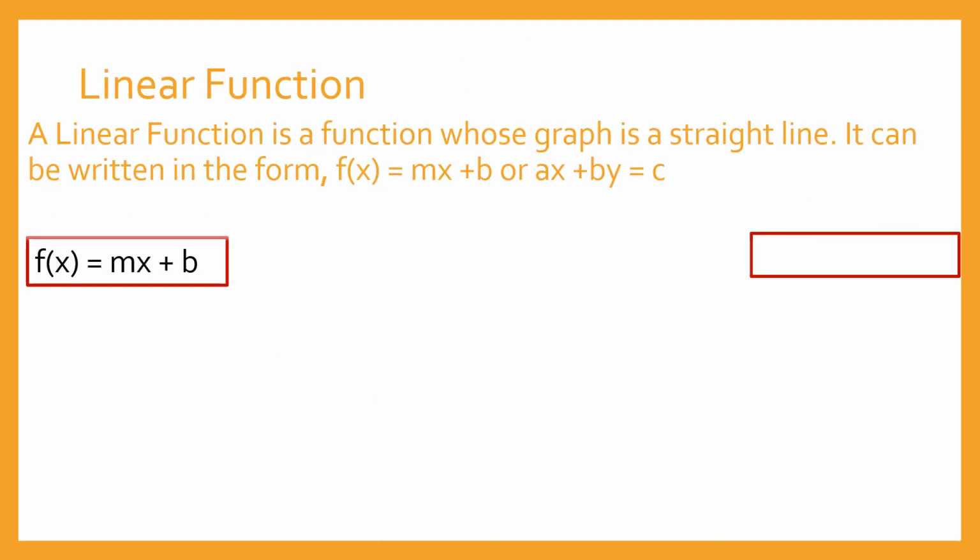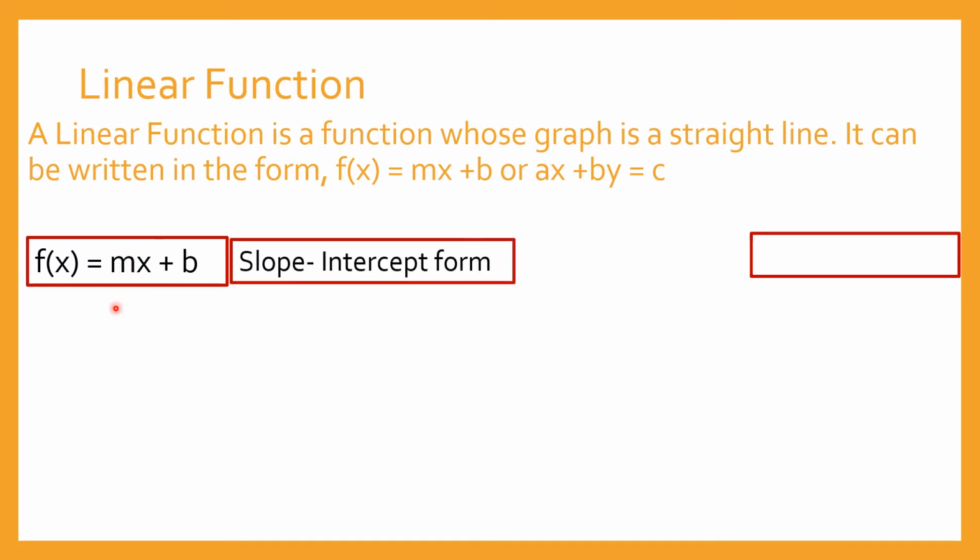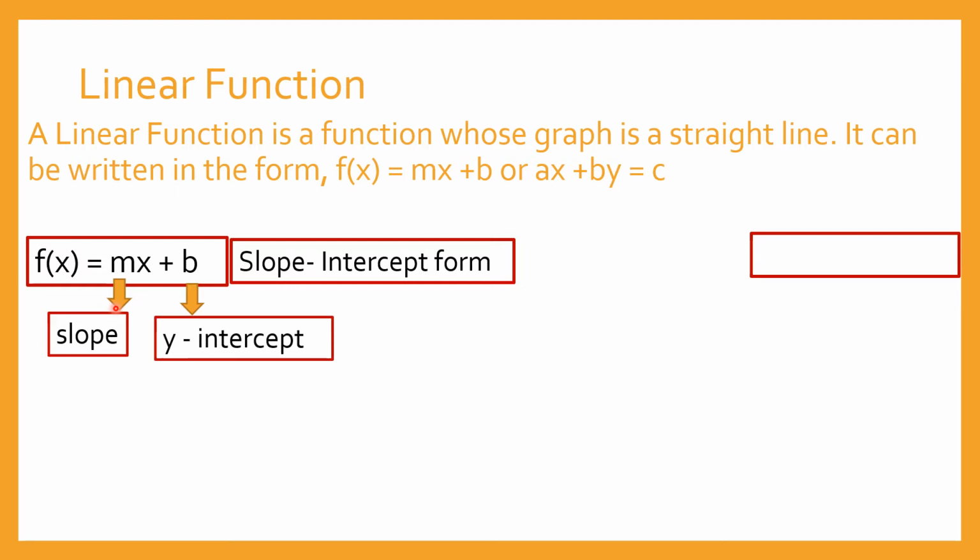Now, as I said a while ago, a linear function can be written in the form f of x is equal to mx plus b, and that is what we call the slope-intercept form. The m there is what we call the slope, and b is what we call the y-intercept. Now, if I have f of x is equal to 3x plus 4, m or the slope is 3, and b or the y-intercept is 4.